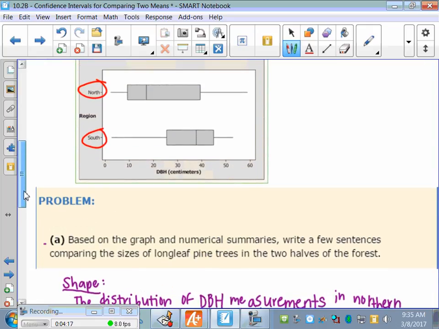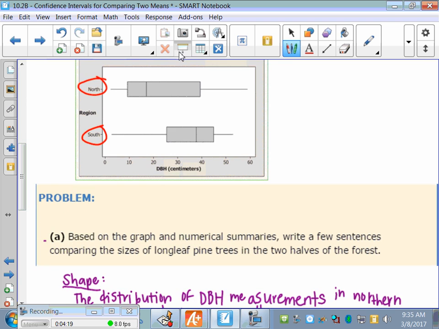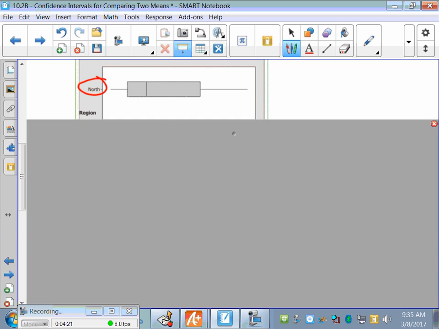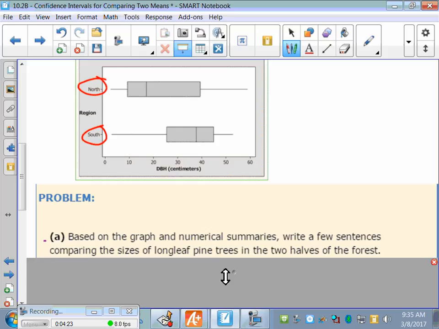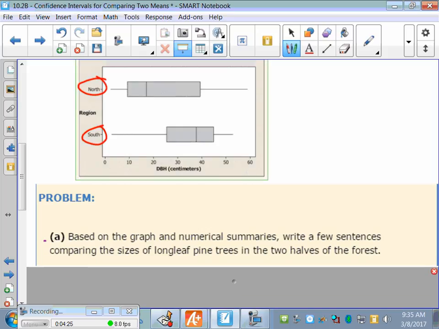So based on the graph and numerical summaries, write a few sentences comparing the sizes of longleaf pine trees in the two halves of the forest. So when it says to write sentences comparing, we're looking for SOCS. All right, back to like chapter 2 when we did SOCS. And you need to use comparison words. So make sure you're saying things like something is more than the other one or less than the other one. Use comparison words.